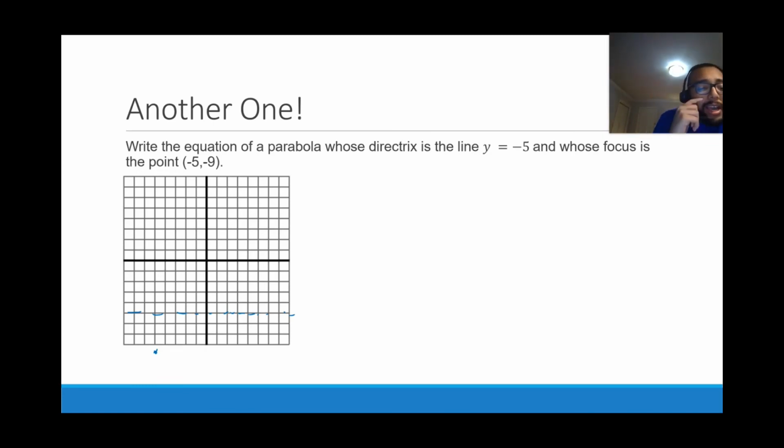So here I have a focus of -5, -9, and a directrix of y equals -5. First goal, let's find our value of p so we can find our vertex. So let's do this in a different color. This distance from your focus to directrix, what is that distance? 1, 2, oh gosh, it's lagging on me. Looks like it's a distance of 4. There's a distance of 4 from that directrix and focus. So the value of p is that total distance cut in half. Yeah, it's 2.